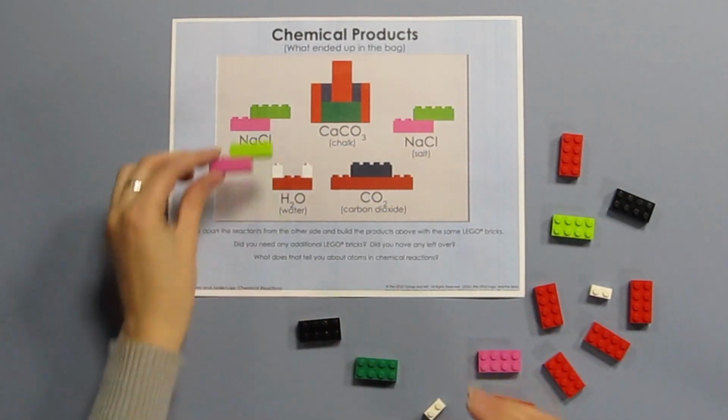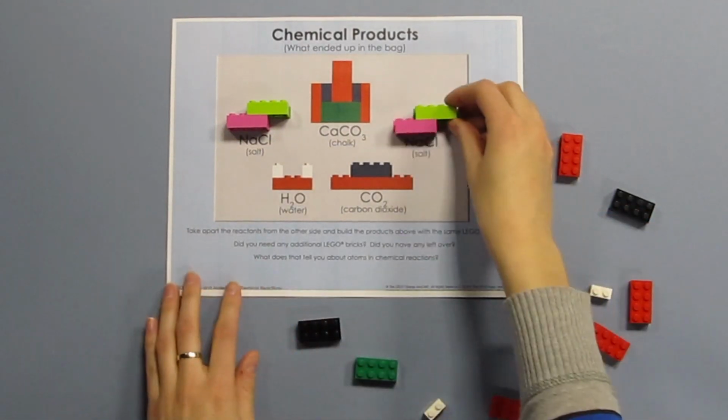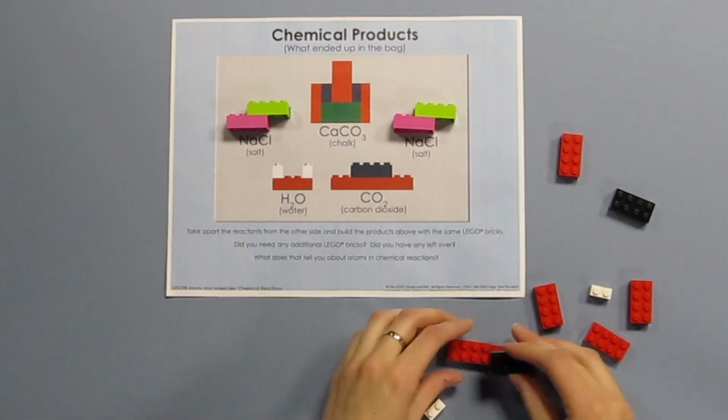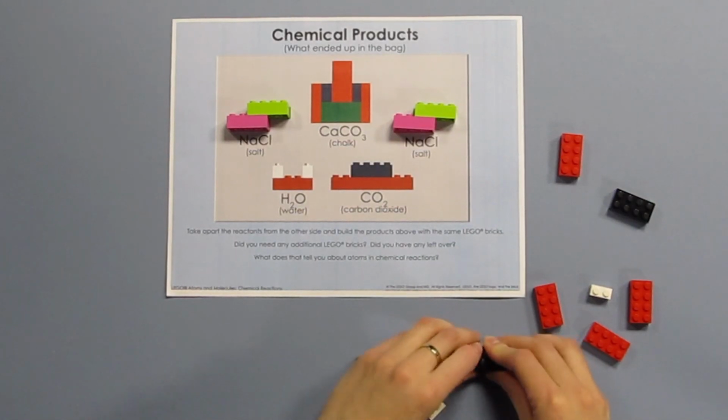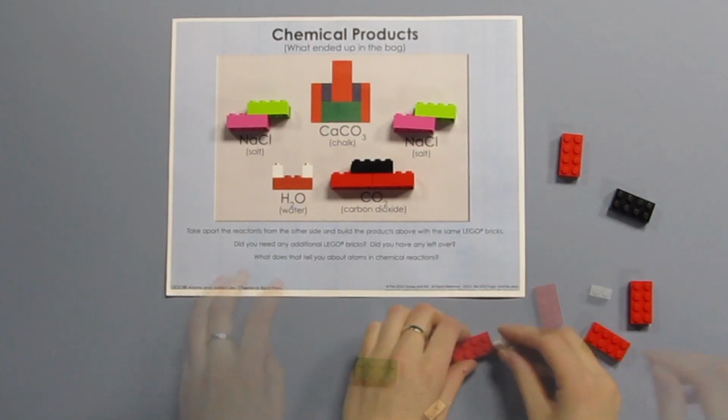The sodium and chlorine form 2 sodium chloride molecules, or table salt. 2 oxygen atoms and 1 carbon bond together to form the gas carbon dioxide. Remember all the fizzing?